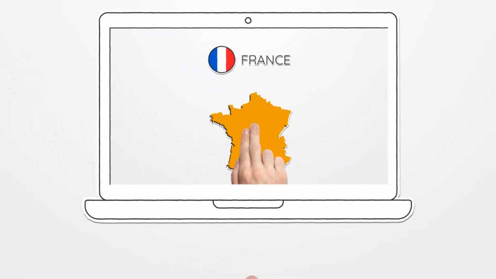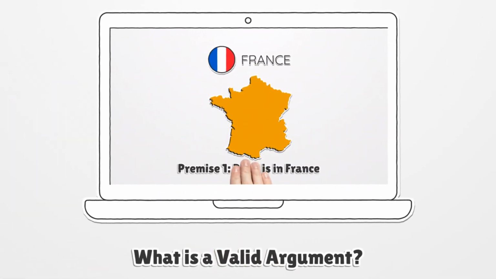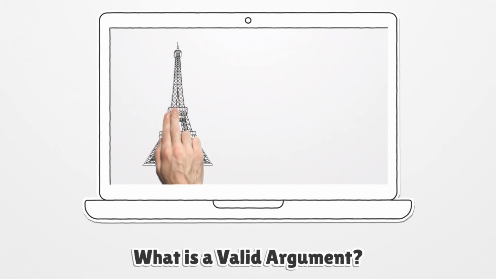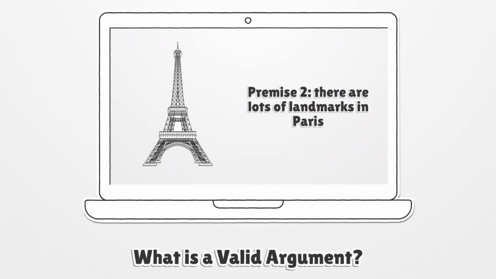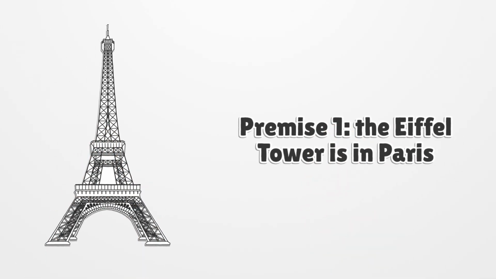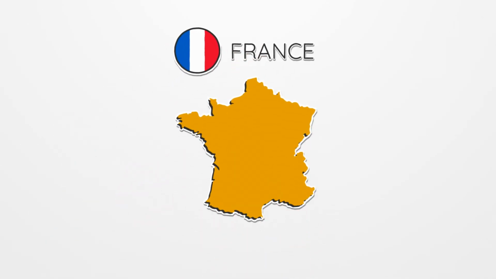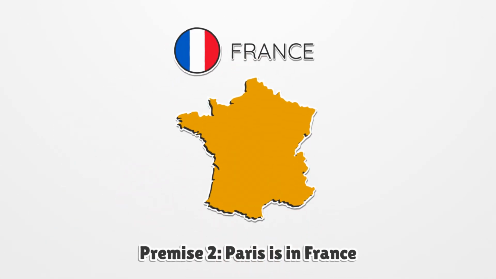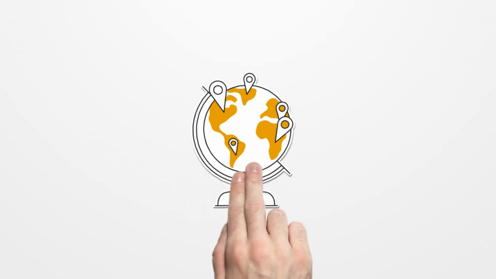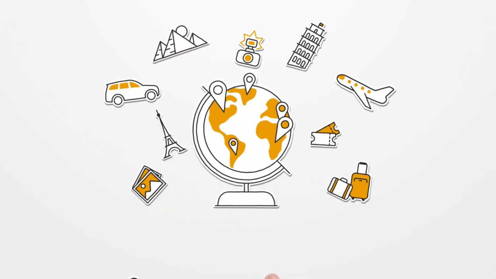As we learned in our video about deconstructing argument, a valid argument is one where, if all the premises are true, then the conclusion can't be false. Go and check out that video if you haven't seen it already. An example of a valid argument would be Premise 1, the Eiffel Tower is in Paris. Premise 2, Paris is in France. Conclusion, therefore the Eiffel Tower is in France.